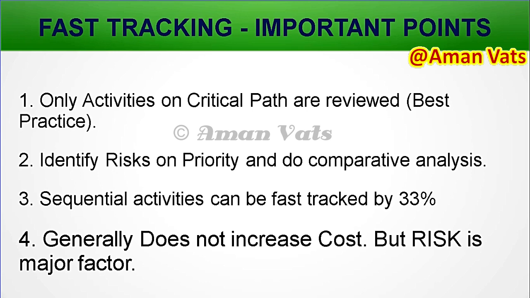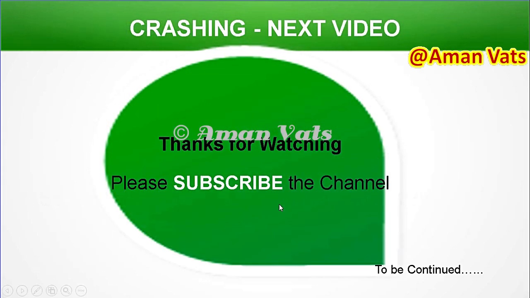Identify risk on priority and do comparative analysis. This is very important. When you are doing fast tracking, risk is definitely a big problem and you have to be really risk conscious. Sequential activities can be fast tracked by 33%, as I said in my previous slide. So it generally does not increase cost, but risk is a major factor. So you have to really pay attention to the risk. So this is fast tracking.